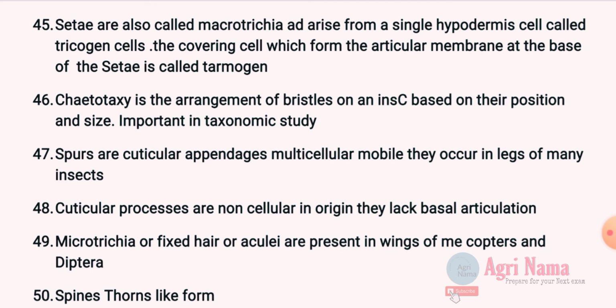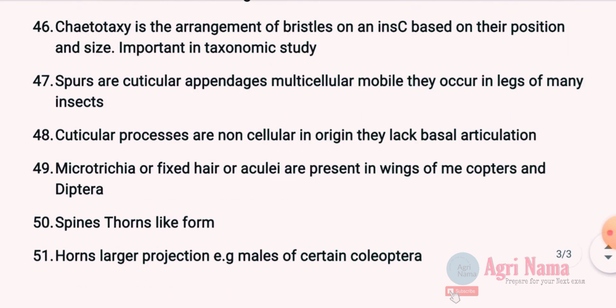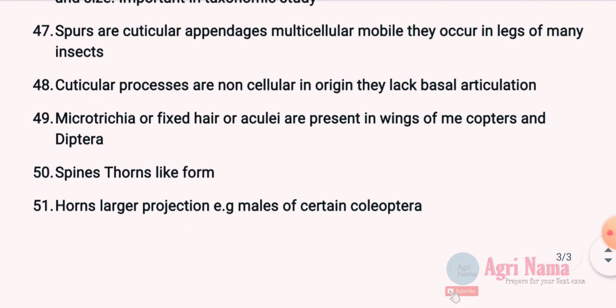Microtrichia or fixed hairs or aculei are present in the wings of Coleoptera and Diptera. 50. Spines are thorn-like, horn-like larger projections, pointed, and found in males of certain Coleoptera.